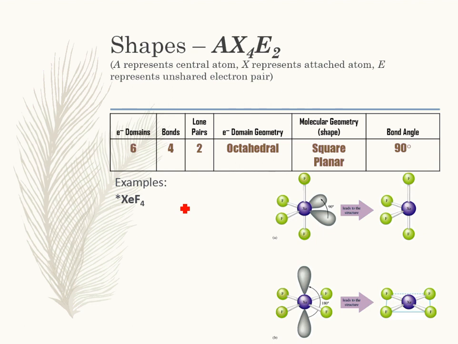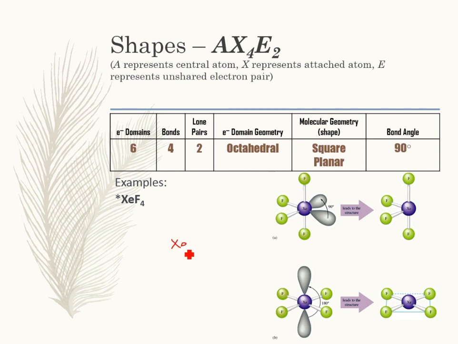So we have 4 bonds, 2 pairs of electrons. We call the electron pair geometry, electron domain geometry, for when there are 6 electron domains, octahedral. This particular shape will be called square planar, and this is minimizing repulsive forces again. So you can examine this structure. This is actually in your textbook as well. Bond angles will end up being 90 degrees, but let's draw it.